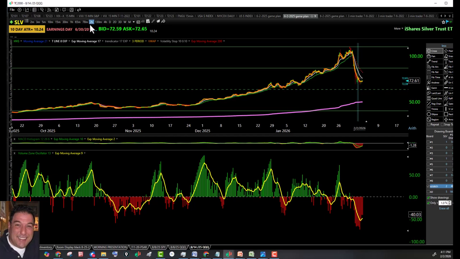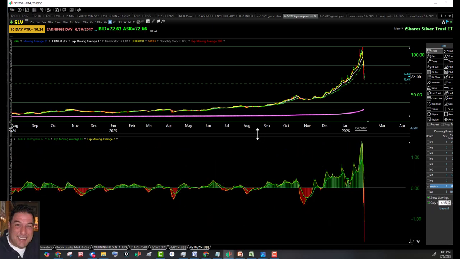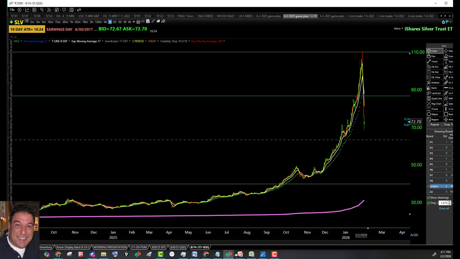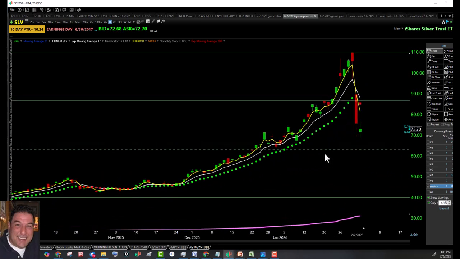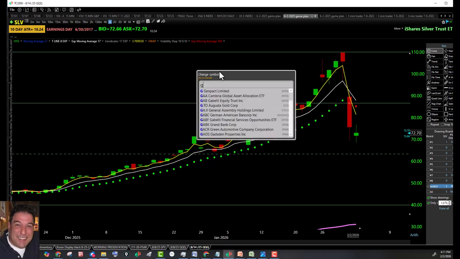Okay, let's take a look at the daily chart for silver. I think we already did. I already explained why we were short silver. Okay, so silver, like I said, still in an uptrend. Let's take a look at gold.